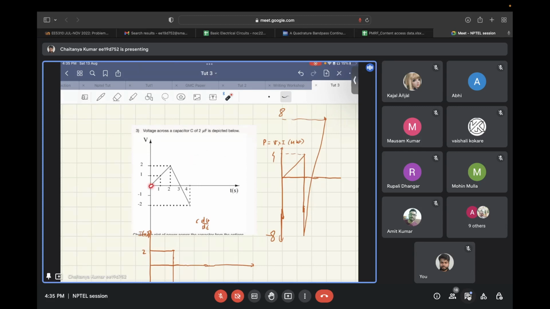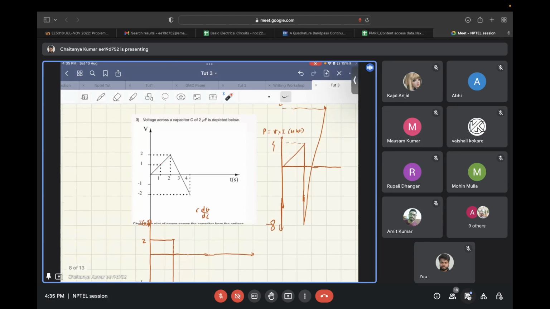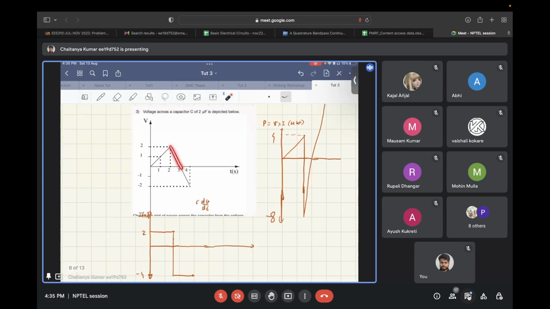Now from 0 to 2 seconds, the voltage is constantly increasing, so the current will be nothing but the capacitance times the slope of this curve. The slope is 1 and the capacitance is 2 microfarad, so the current is 2 microamperes in this section. For the section from 2 to 4 seconds, the slope is -2 and the capacitance is again 2 microfarad, so the current is -4 microamperes.